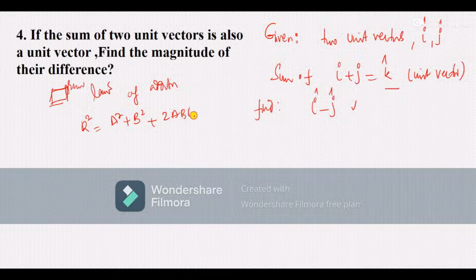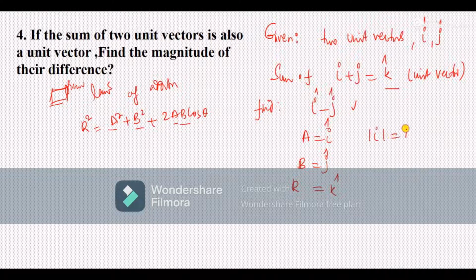So here a is equal to i and b is equal to j. We substitute these values here, and a and b are the magnitudes of i and j, which is equal to 1, as these are unit vectors, and are represented by k. K is again a unit vector. A unit vector always has magnitude equal to 1, or unity. So when we substitute these values, we get this equation, and we get the cos theta value. So this is how it is done.